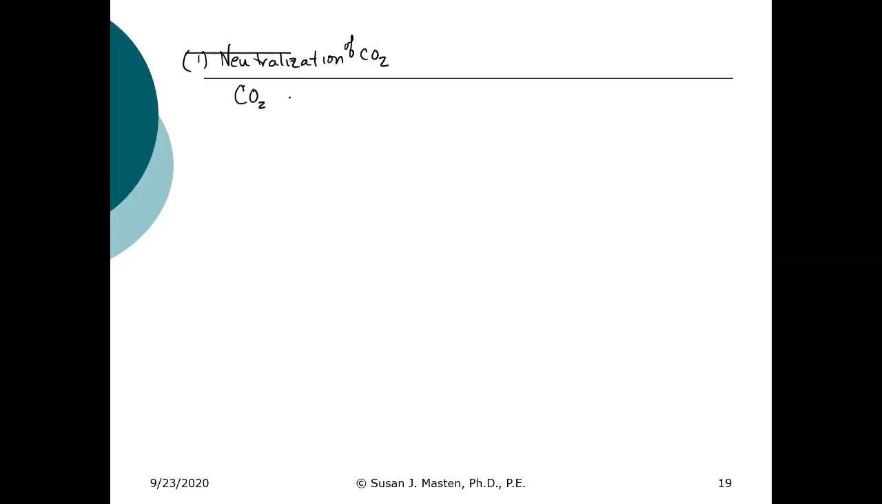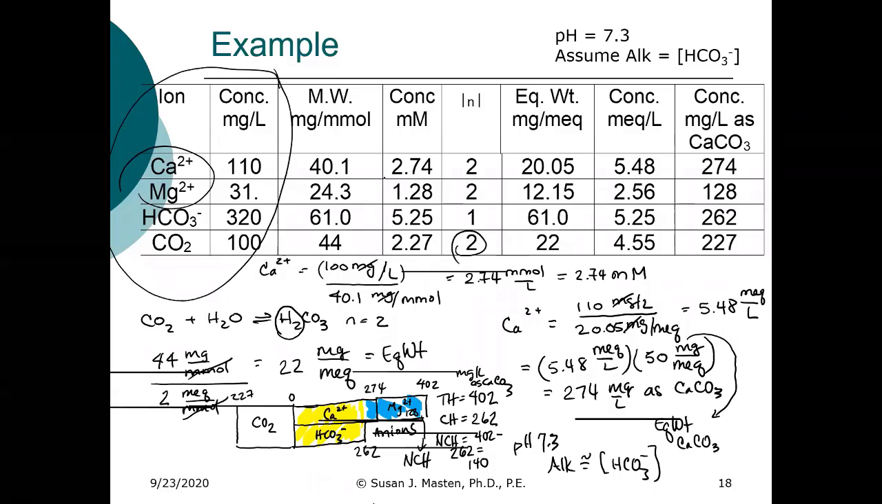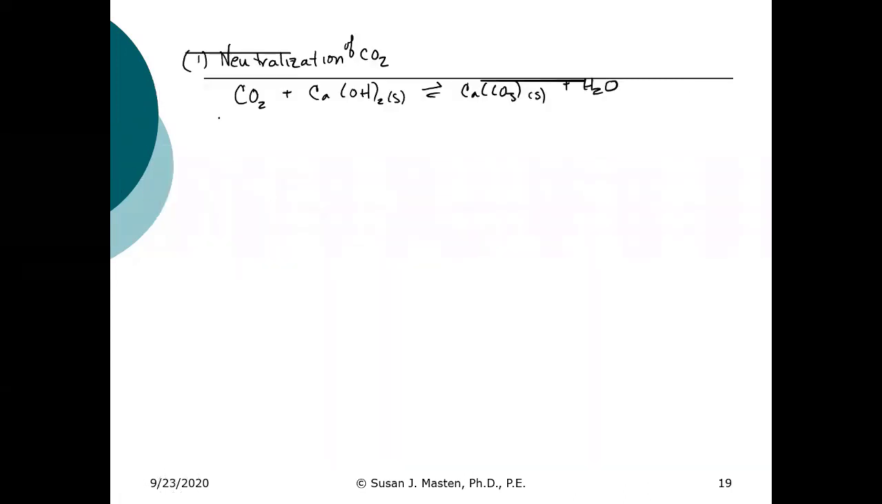That reaction is CO2 plus calcium hydroxide that we're adding, or we could write this in terms of calcium oxide. It reacts to form calcium carbonate, and these are the exact same reactions on the previous slide. Okay. We need to know how much CO2 we have in solution. So let's go back. We want this on a molar concentration. So we have 2.27 millimoles of CO2. So how many millimoles per liter of calcium hydroxide do we need?